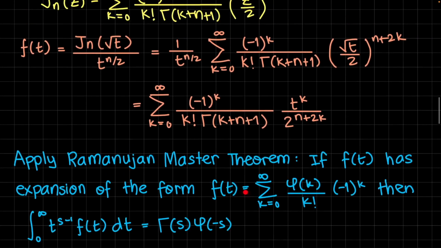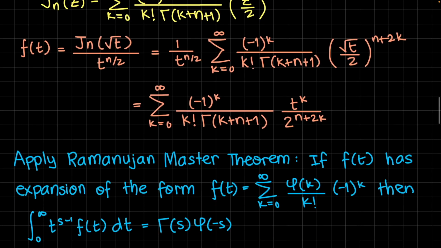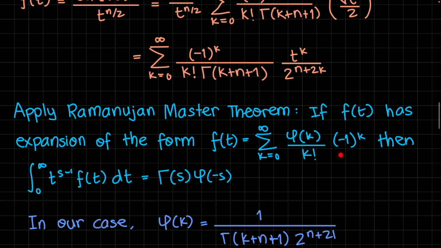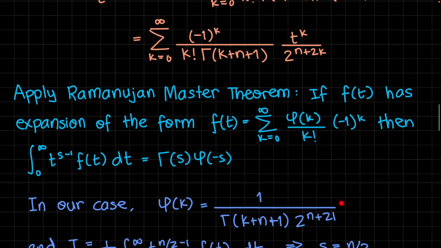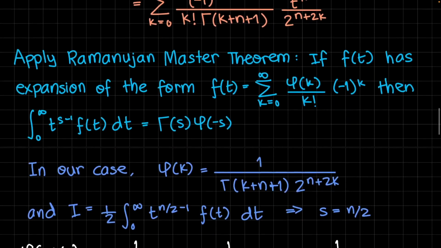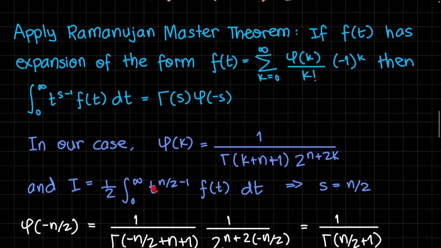We used the suggestive notation f of t before, because if you look at f of t and the terms that match this form, you immediately realize that phi of k is just 1 over gamma of k plus n plus 1, along with that factor of 2. So 2 to the n plus, there should be a 2k there. And therefore, our integral that we had, which was, if you go back, 1/2 integral 0 to infinity t to the n over 2 minus 1 times f of t dt.